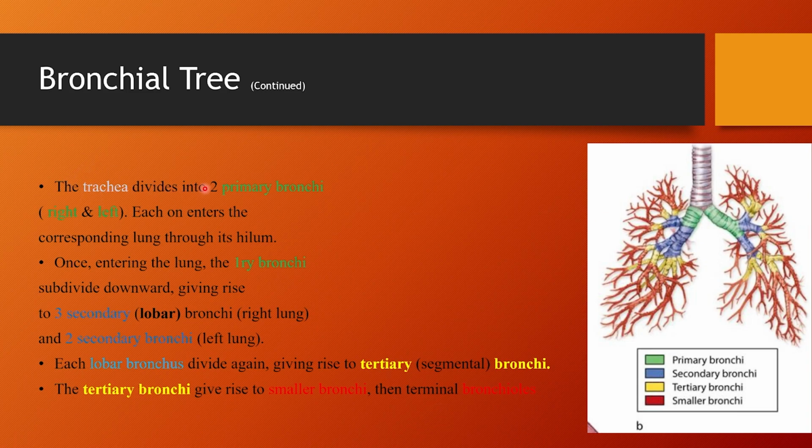So the trachea divides into two primary bronchi, right and left. Each one enters the corresponding lung through its hilum. Once entering the lung, the primary bronchi subdivide downwards, giving rise to three secondary bronchi in the right lung and two secondary bronchi in the left lung. Each lobar bronchus divides again, giving rise to tertiary segmental bronchi. The tertiary bronchi give rise to smaller bronchi, then terminal bronchioles. And there's the bronchial tree.